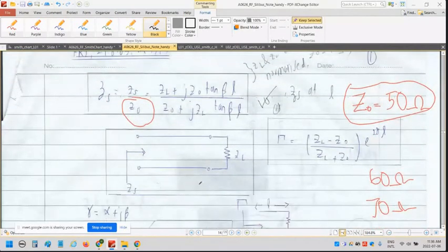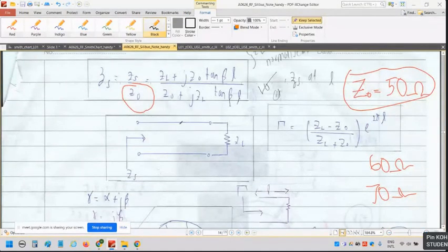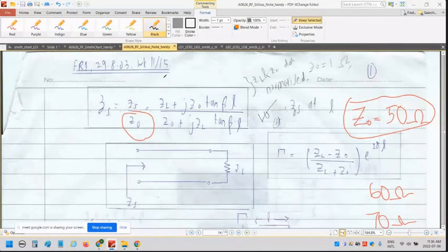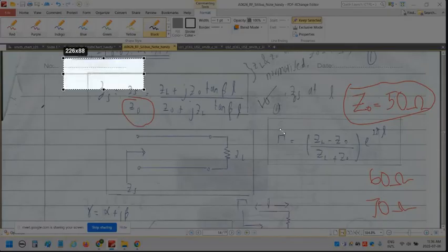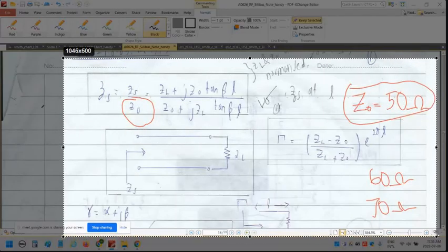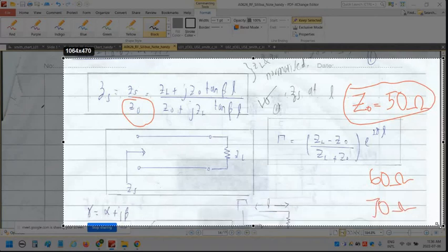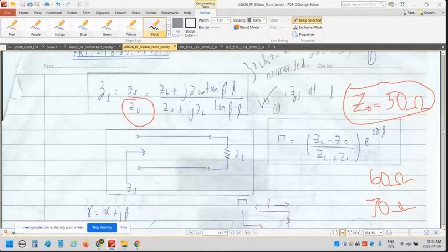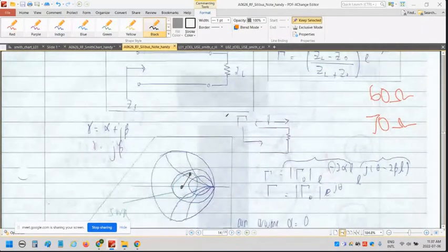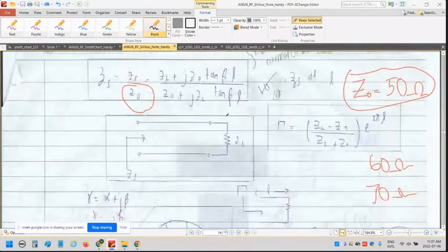Next, for this case ZL, write this formula. This one is small z, so capital Z divided by Z0, so you get ZL plus j Z0 tangent beta L, and then you divide by Z0 plus j ZL tangent beta L.